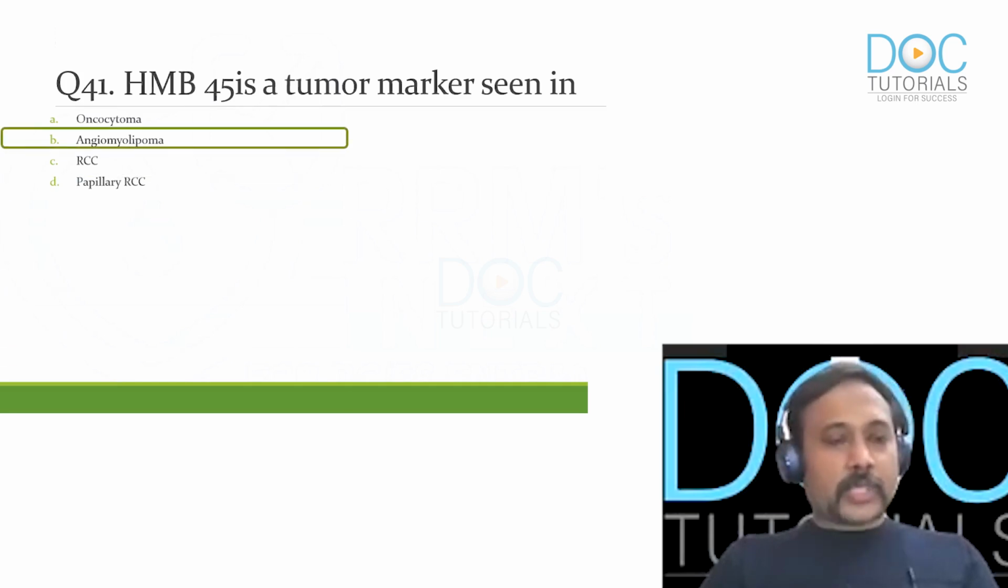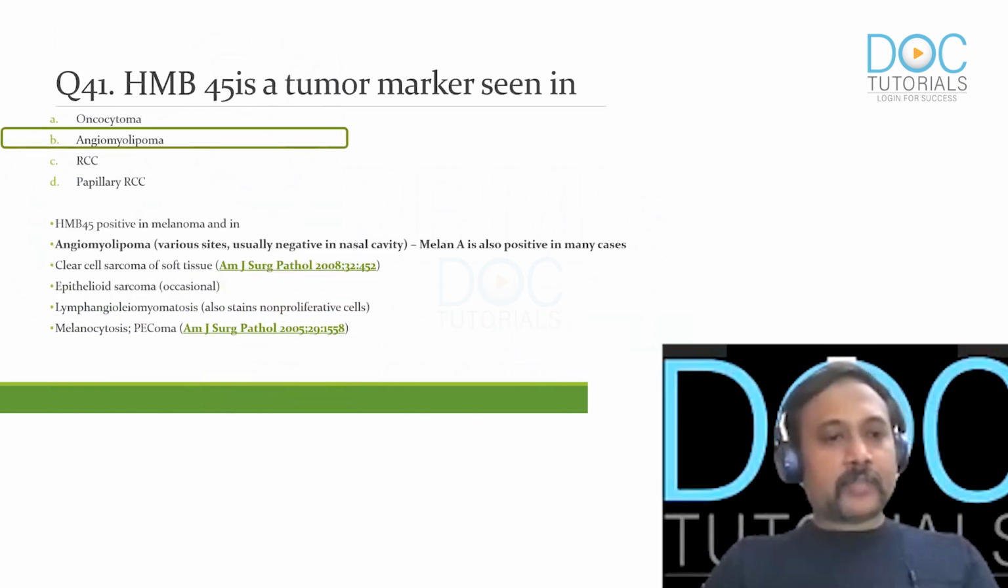In this case, it is very clear. Angiomyolipoma is the entity that we are talking about. In various sites, in angiomyolipoma, it is usually found that melan-A is positive and HMB45 is also positive. Other than melanoma, HMB45 is found in patients with angiomyolipoma, clear cell sarcoma of the soft tissue, which is similar to melanomas. Then epithelioid sarcomas, where it is occasionally found. You have lymphangioleiomyomatosis, and then PEComas, where it is going to be present.